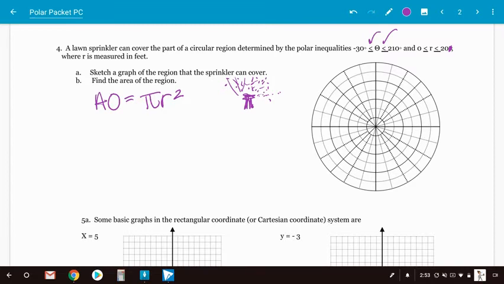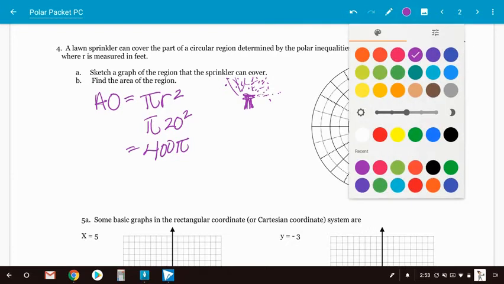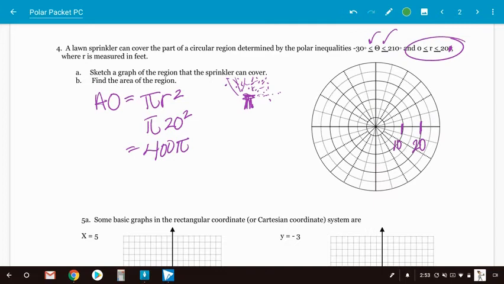So the area of my whole circle here, my radius is 20. So the area of my whole circle would be 400 pi. And that would be the whole circle. I'm going to label this one 10 and this one 20, just so I have some room here. Maybe I'll use green to show my yard here.